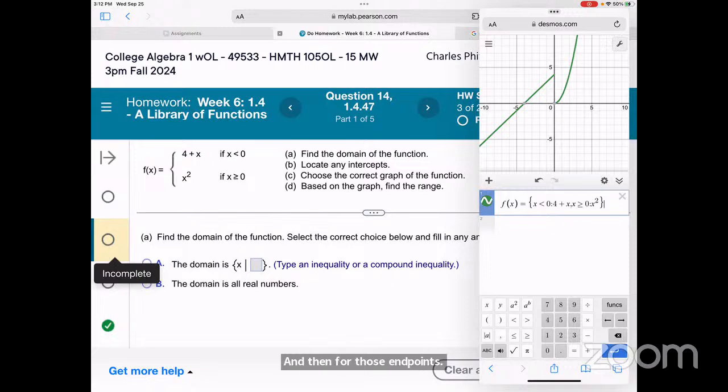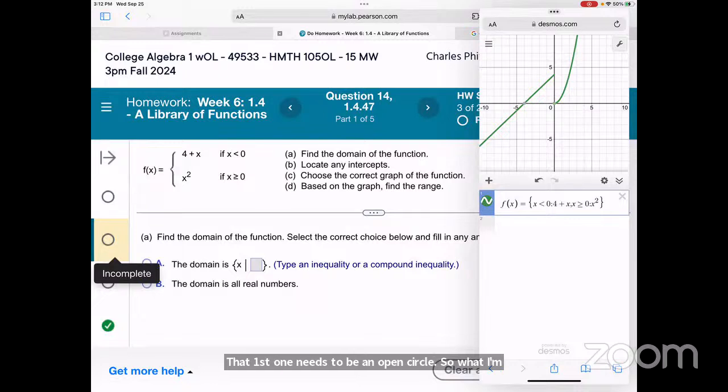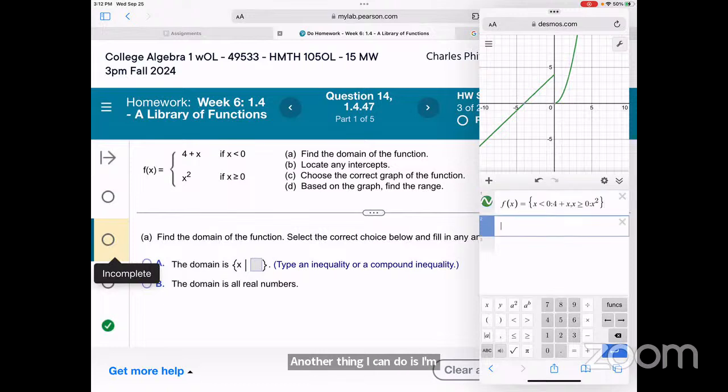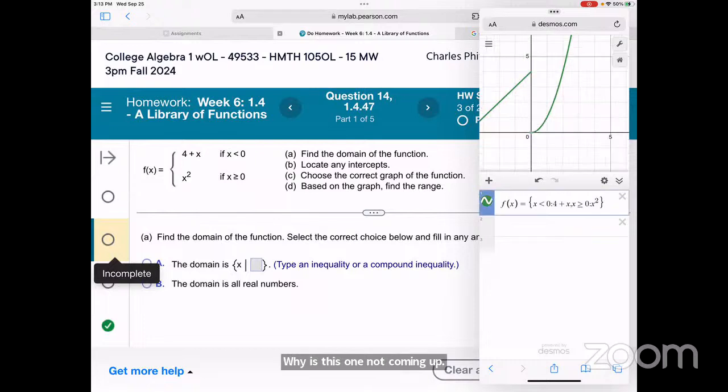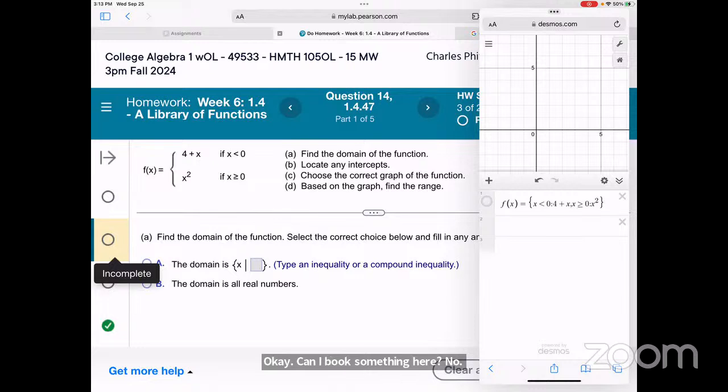So what I'm going to do is click on the endpoint on the graph, if it'll let me. Another thing I can do is plot points. So that looks like the ordered pair: when x is 0, the corresponding y is 4. I should be able to. It's not really letting me. That one is coming up. Why is this one not coming up? Well, that is strange. Okay. Can I do something here? No. All right, so we'll just plot the points.